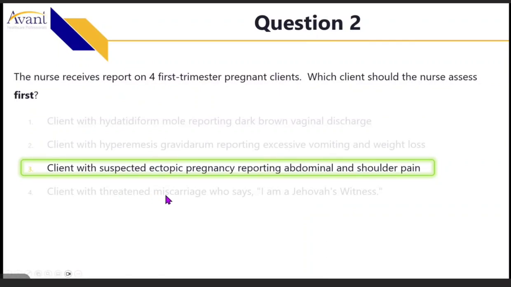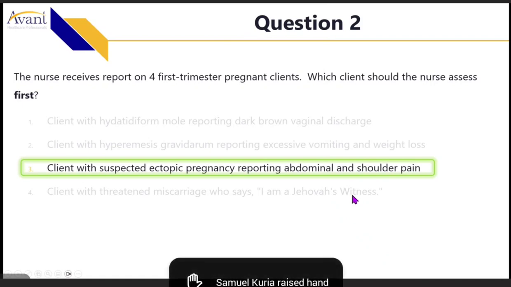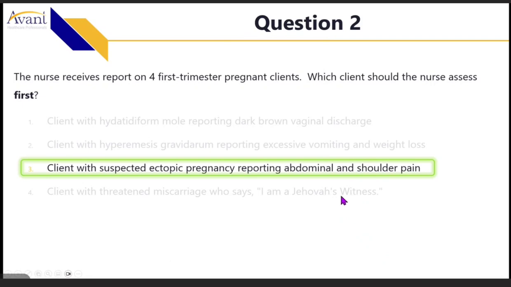So if she has a miscarriage and she has sufficient blood loss, the fact that she's a Jehovah's Witness matters, because she's not going to want a blood transfusion. We're going to have to make sure we have precautions in place to help mitigate any blood loss, right? And that's why that's important. But again, it's a threatened miscarriage. She's not actually miscarrying at this moment, and there's no blood that we see.